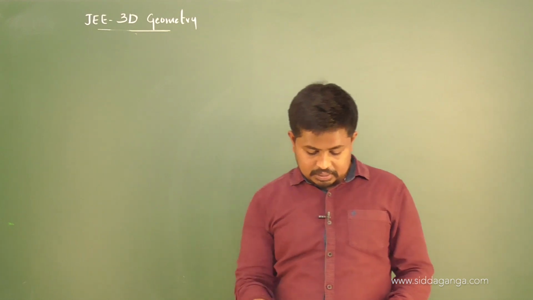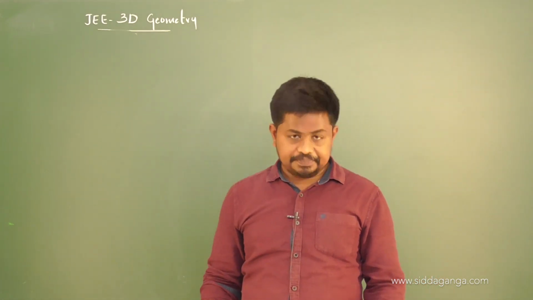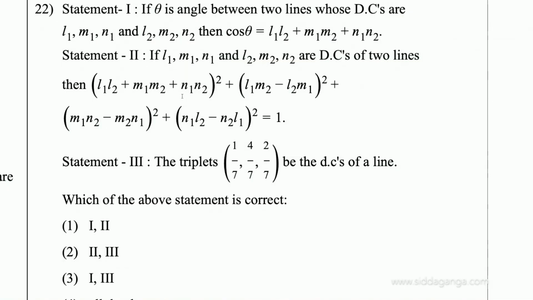Okay, let me move to question number 22. In question number 22 we have three statements. The first statement is: if theta is the angle between two lines whose direction cosines are L1 M1 N1 and L2 M2 N2, then cos theta is equal to L1 L2 plus M1 M2 plus N1 N2. Of course, this is a true statement for any two lines with direction cosines L1 M1 N1 and L2 M2 N2.